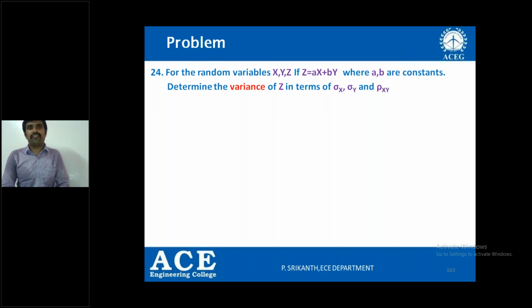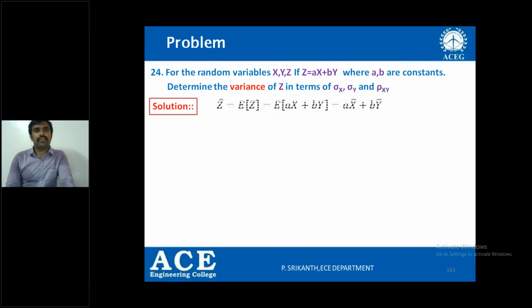So very important. We can also consider this as a property, and sometimes you can expect it in the form of a problem. So what is the given question here? Z is defined as ax plus by, and now you're asked to show that the variance of z, that is sigma z square, is equal to, or in terms of, sigma x, sigma y, and rho xy. What is rho xy? Correlation coefficient. What is sigma x? Standard deviation of x. Sigma y, standard deviation of y, or square root of variance, right?